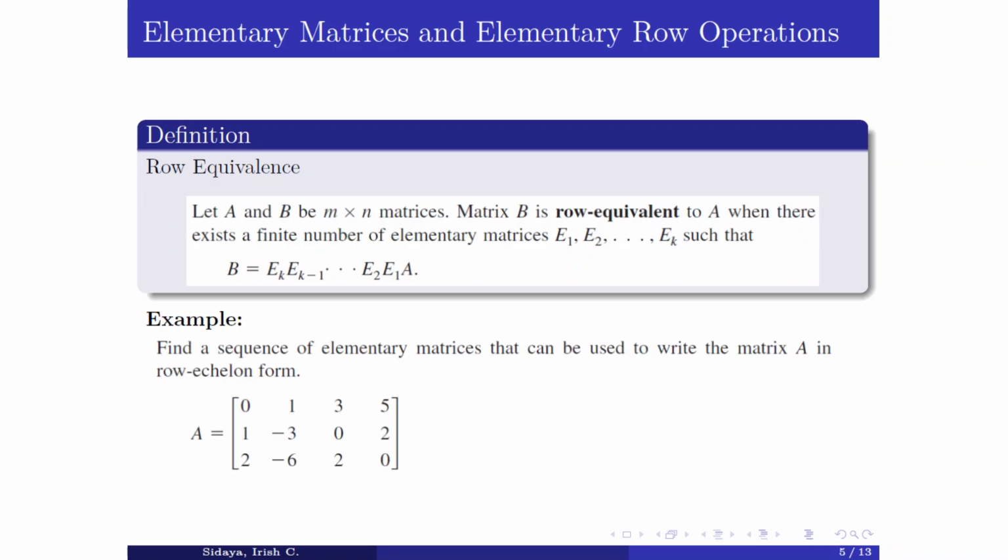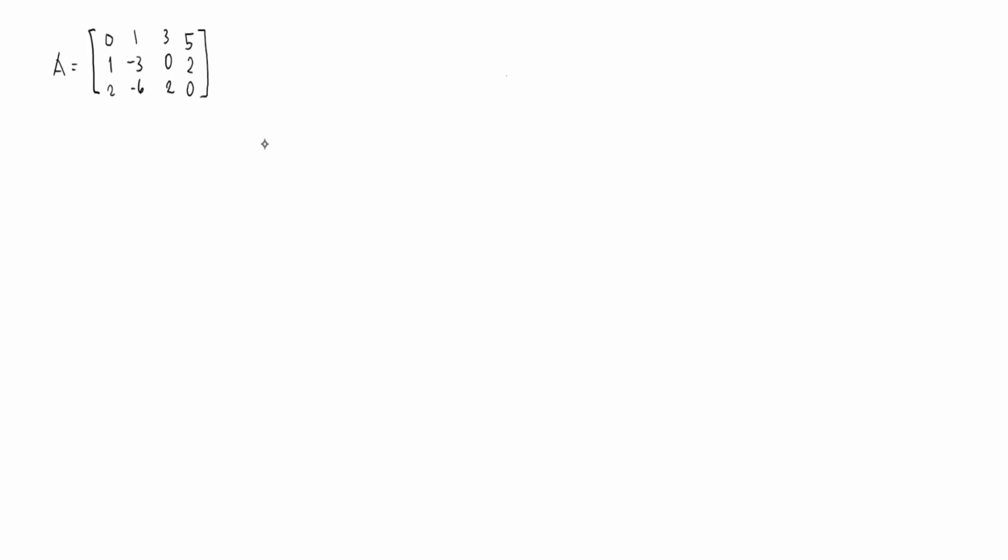Example. Find a sequence of elementary matrices that can be used to write the matrix A in row echelon form. So again, we want to find elementary matrices E sub k, E sub k minus 1, and so on up to E sub 1 times A, so that we can rewrite A into row echelon form. So we have here the matrix A.